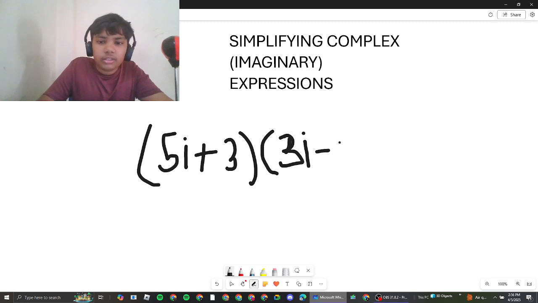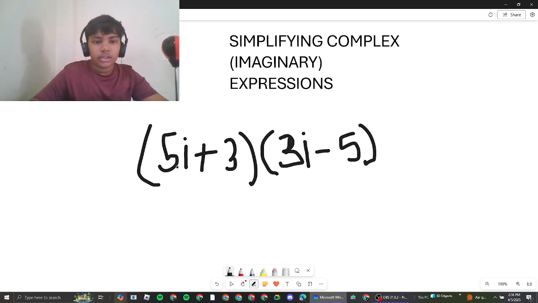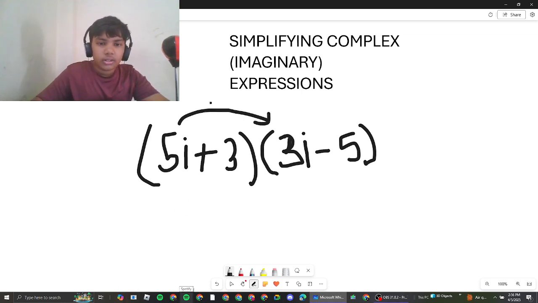Now you can try this yourself, okay? And then I'll solve it. Done? Okay. Let me solve it. First of all, you have to use the distributive property. First multiply this here, and then do it here. Like this. Okay.